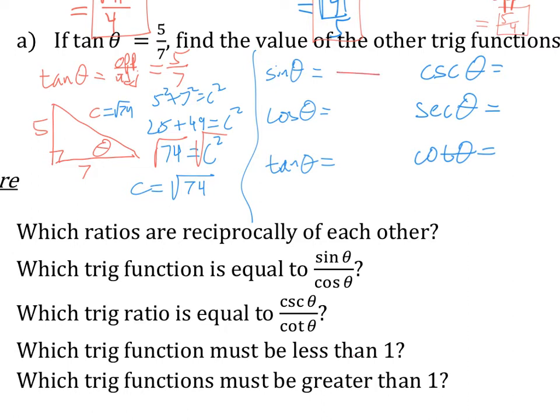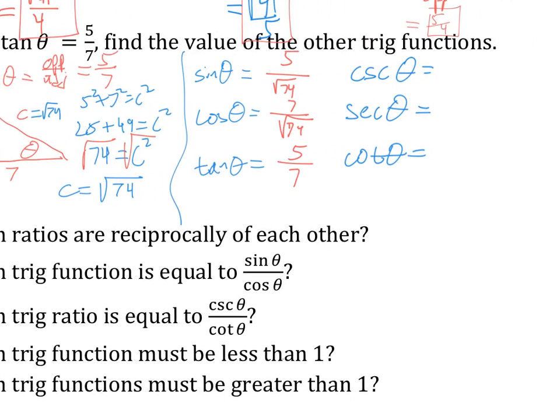All right, so sine is opposite over hypotenuse, should be 5 over the square root of 74. Cosine is adjacent over hypotenuse, 7 over the square root of 74. Tangent is opposite over adjacent, that's 5 over 7. Remember, it all comes from this angle. This is the opposite because it's opposite of the angle that we're talking about.